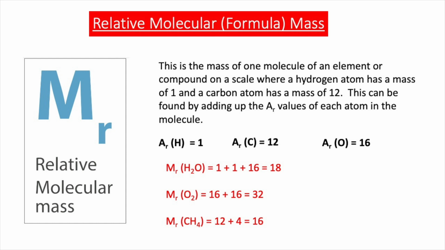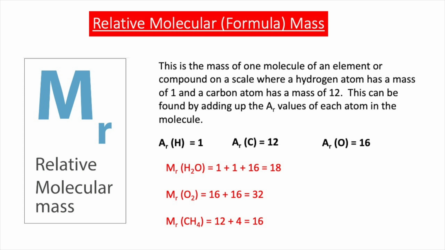So if I'm asked to find the MR value of water, the relative molecular mass of water, I simply have to add up the AR values of all the atoms present in water. So this would be 1 plus 1 plus 16 equal to 18 for the MR of water, because there's two hydrogens that each have an AR value of 1, and there's an oxygen which has an AR value of 16.